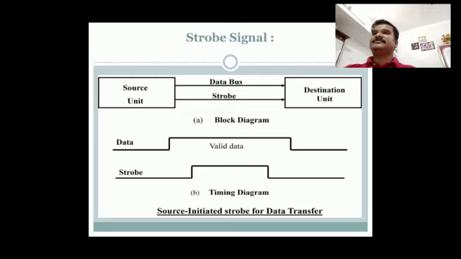What is handshaking? The handshaking method solves the problem of the strobe method by introducing a second control signal that provides a reply to the unit that initiated the transfer.